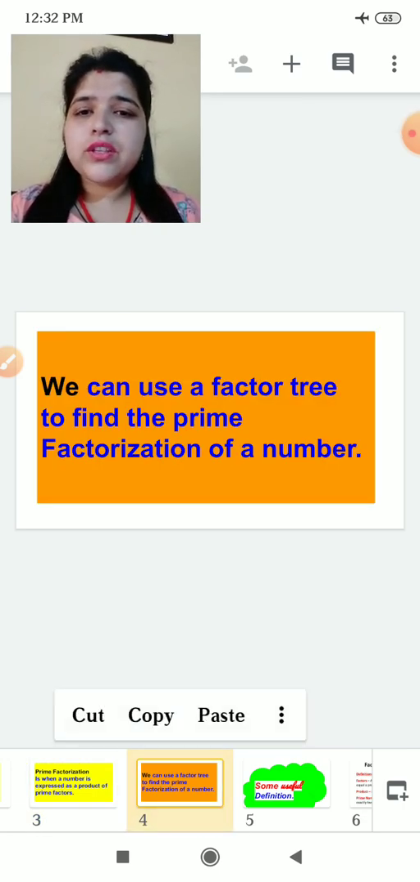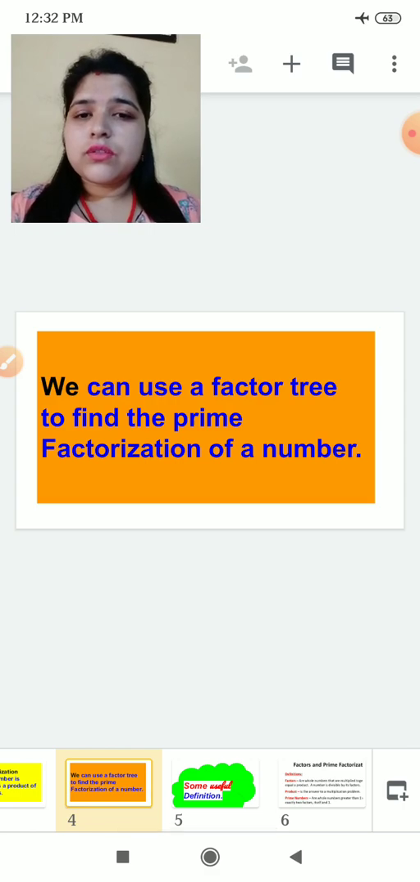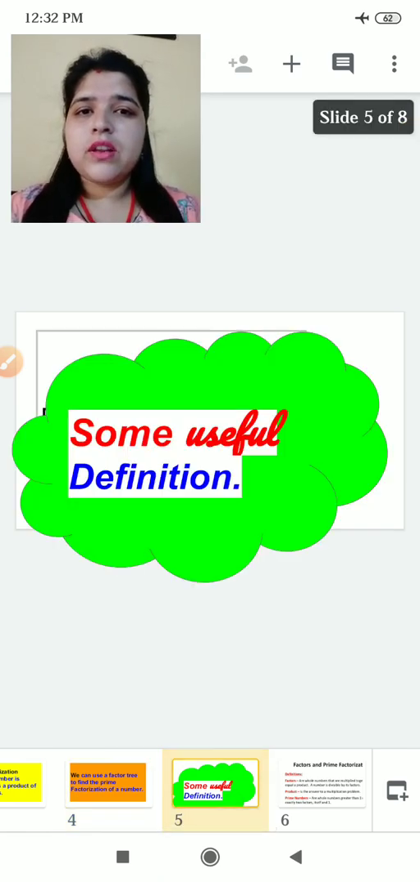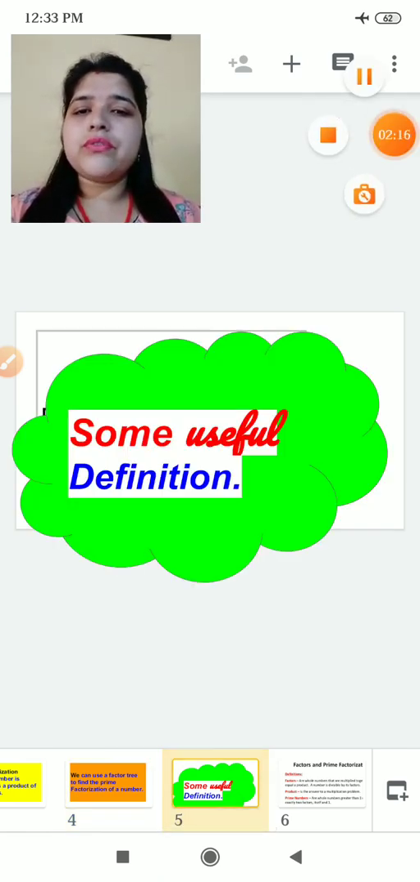We can use a factor tree to find the prime factorization of a number. Whenever a prime factorization question comes, it will come as a factor tree method. You have to represent it as a tree method. Let us see what that is through some examples. If a tree method is asked, it means you have to express the prime factorization of the number as a tree. Let's look at some useful definitions.